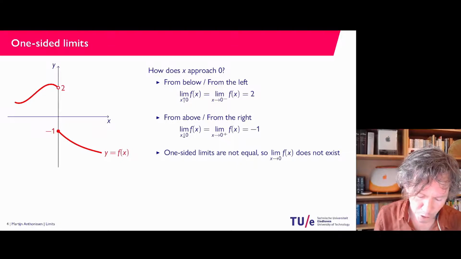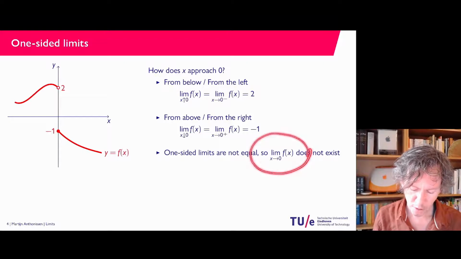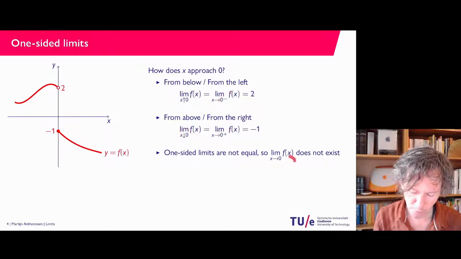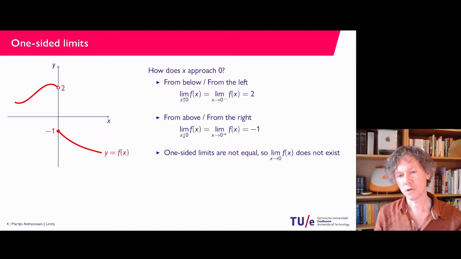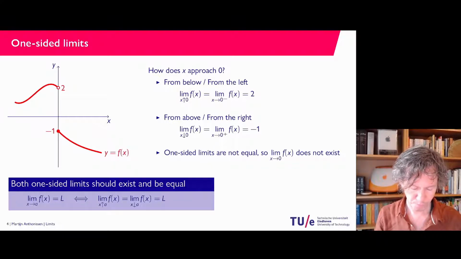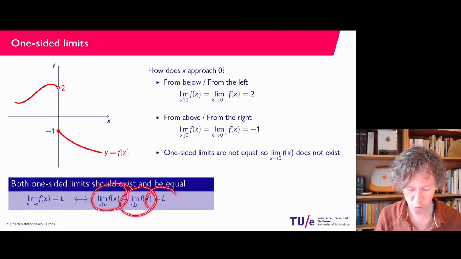Now, in this situation, the one-sided limits are not equal, and that means that the normal limit, so if we don't write these special arrows or this minus and plus here, but simply write limit as x goes to 0 of f(x), then we say it does not exist. If the two are the same, if this thing and this thing yield the same number, then we say that the limit exists. Otherwise we say that it does not exist. So that's in the blue box here. For this limit to exist, we need both of the one-sided limits to exist and also to be equal.